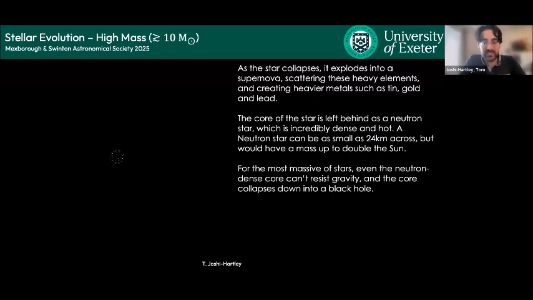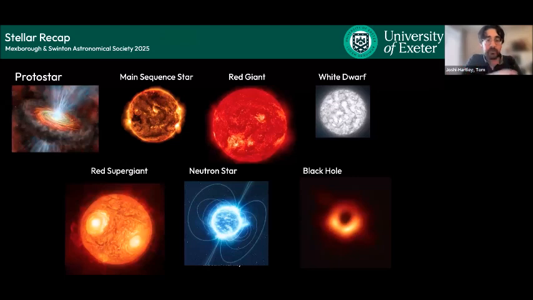The escape velocity is higher than the speed of light. So to recap there, our protostars become main sequence stars. For low to intermediate mass stars, these will then become red giants, and then down to white dwarfs, which will then slowly cool and lose their signature.